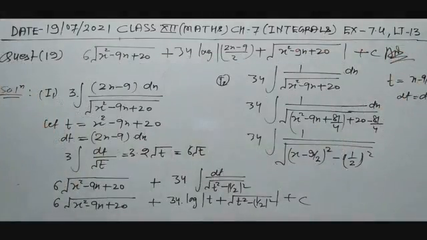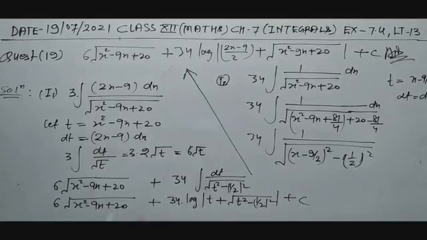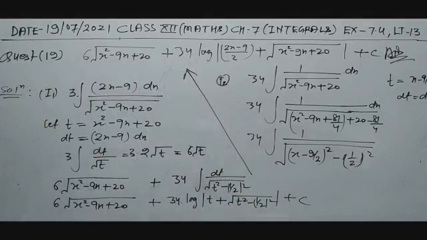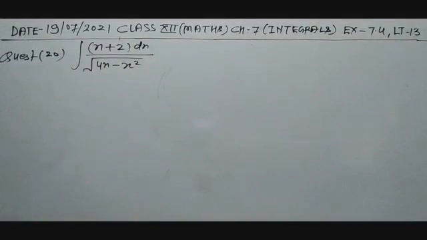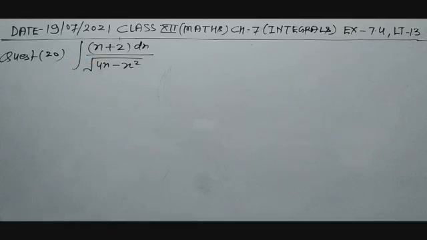This is the complete answer. Now question number 19 is completed. Arrow represents its answer. Now come to question number 20. Question number 20 is the integration of (x plus 2) dx upon 4x minus x square.